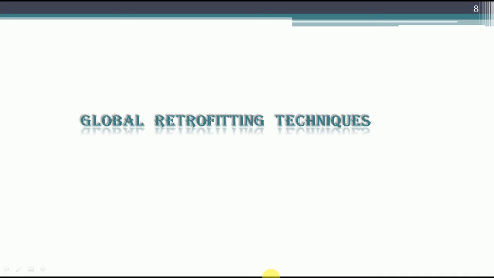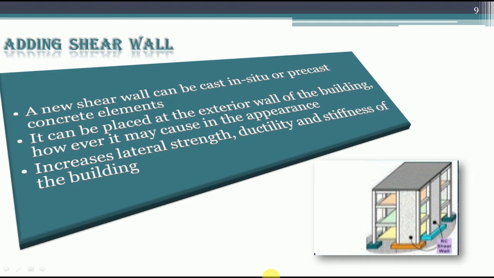Moving on to the global retrofitting techniques one by one. The first retrofitting technique we are going to discuss is adding shear wall. I have shown a framed RCC structure here with shear wall. A new shear wall can be cast in situ or be a precast concrete element. It can be placed at the exterior wall of the building. However, it may cause a change in the appearance, and an increase in lateral strength, ductility and stiffness of the building.